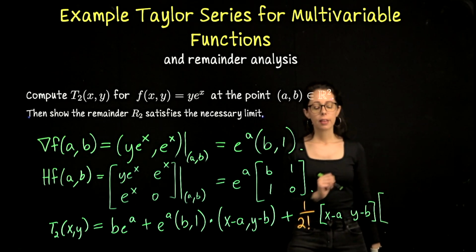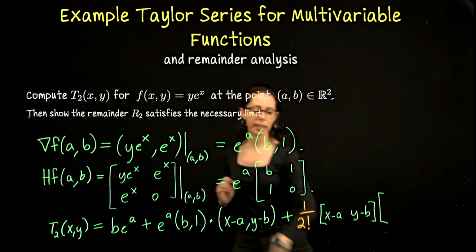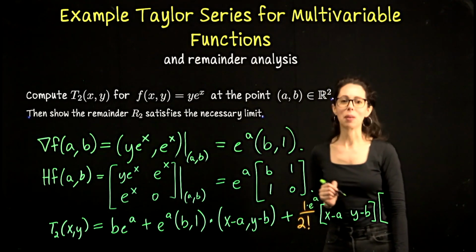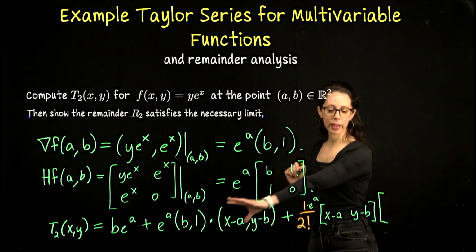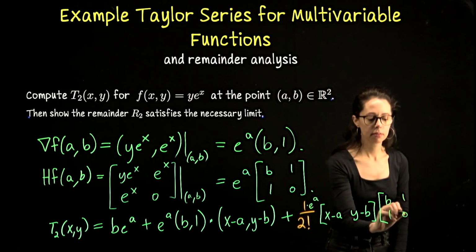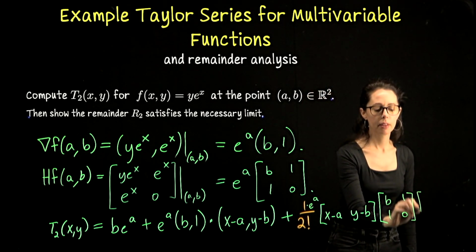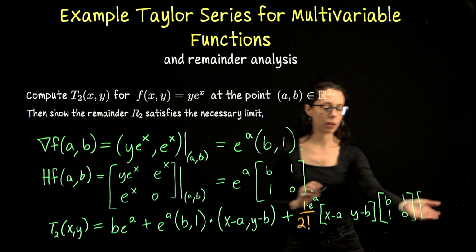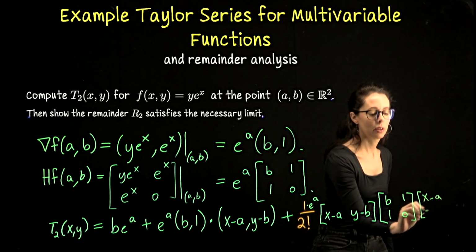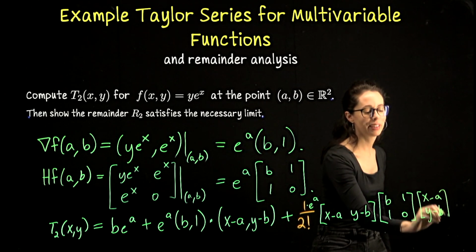Okay. That times the Hessian, I have this leading e to the a. Let me see if I can squeeze that right here. Kind of forgot about that. So I've got e to the a as a scalar. Pull that out front. And now we have the matrix with entries b, 1, 1, 0. And then for this matrix product, it's going to look better if we write the other vector as (x minus a, y minus b), as it really is. So this in proper vector form, x minus a, y minus b.